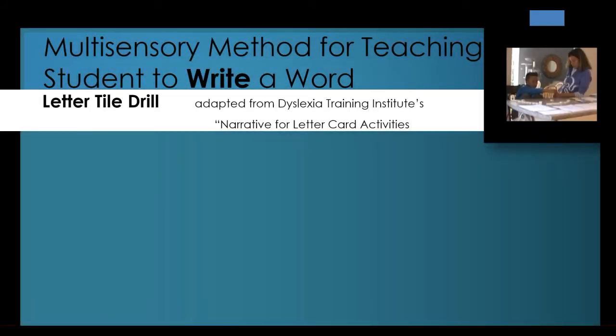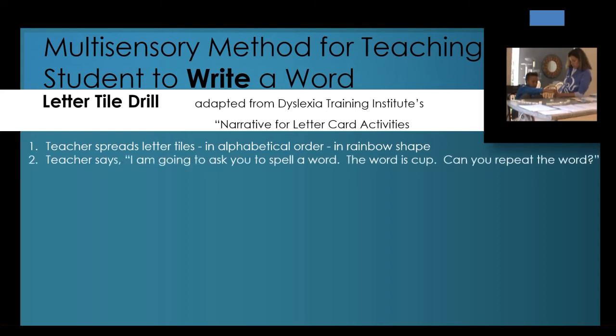Now that you've done that, we are going to teach a student to write a word. You'll see that this is different than how we teach a student to read a word. So we have the same letters out in our rainbow shape in alphabetical order, but in this case, instead of giving the students the individual sounds, I give them the word. And that's the difference between teaching someone to read a word and teaching someone to write a word.